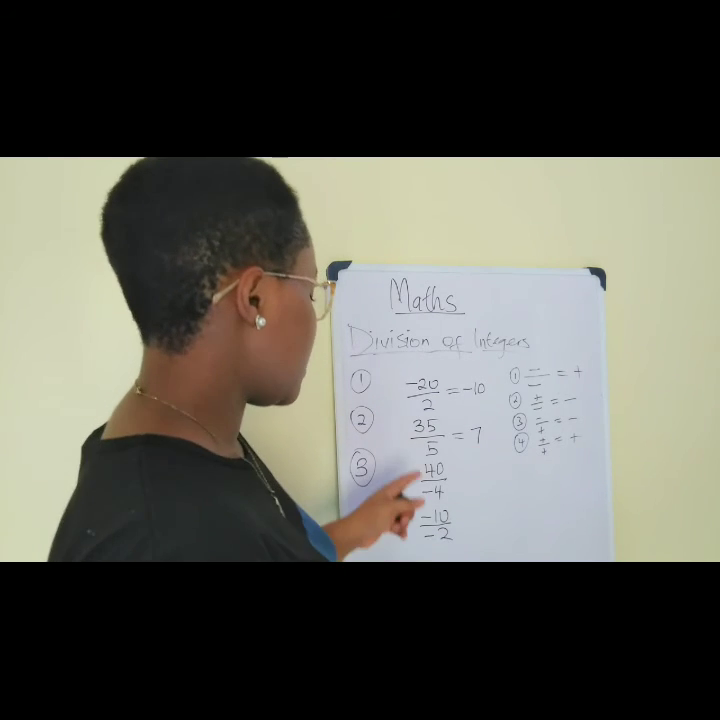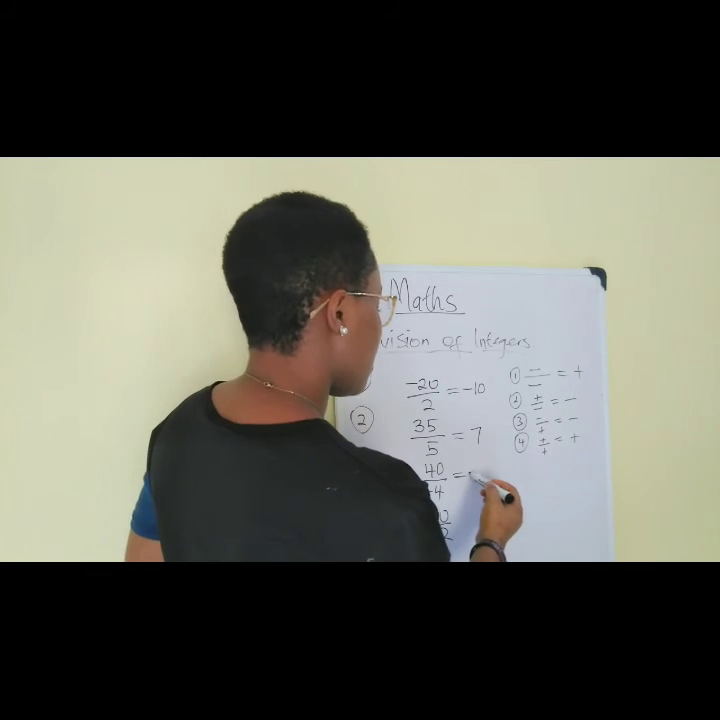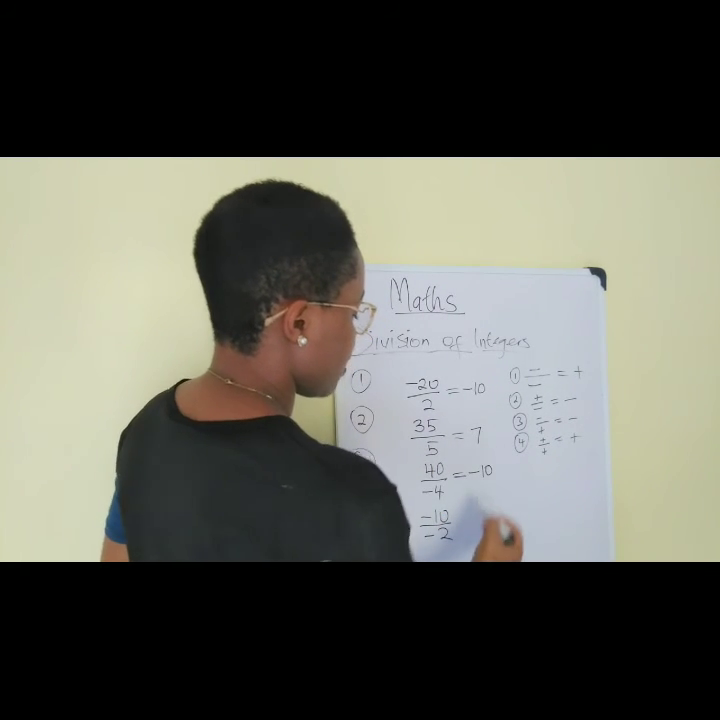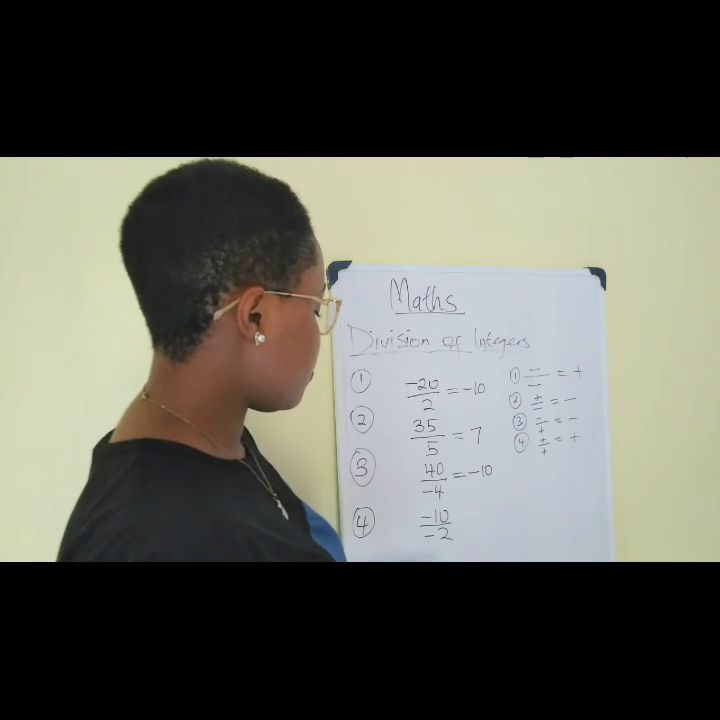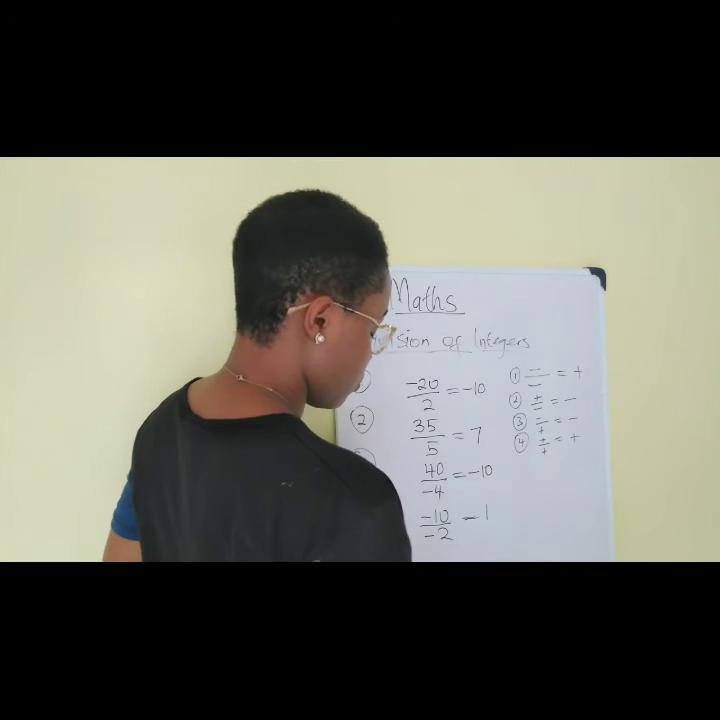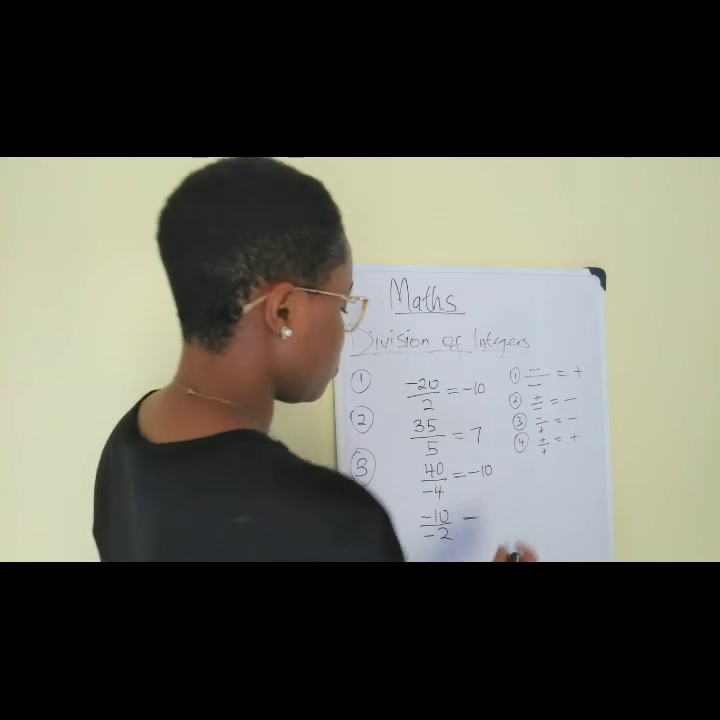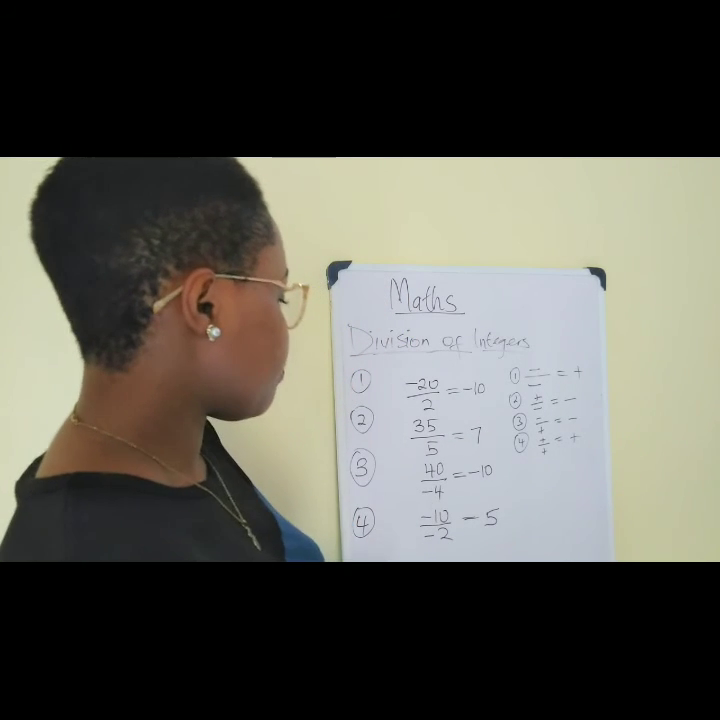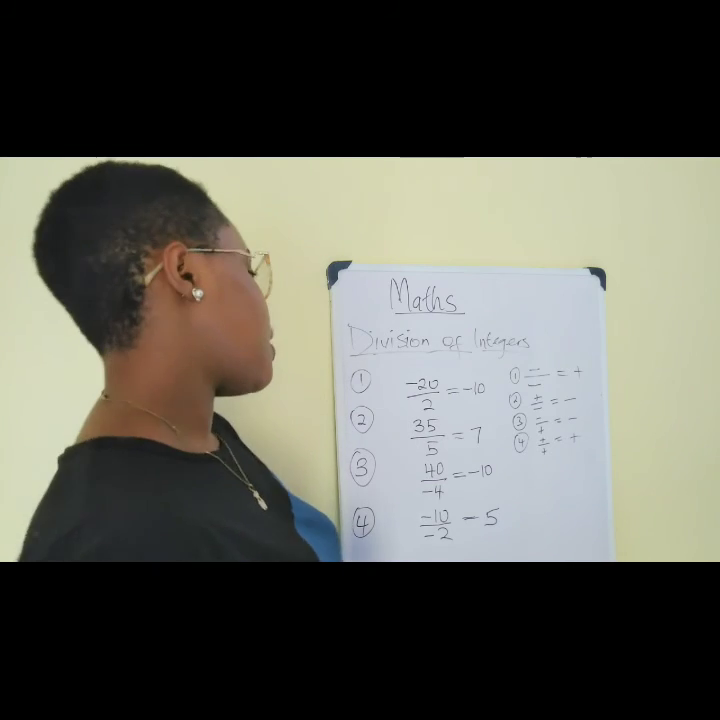The third one, a positive divided by a negative will give us a negative outcome. 40 divided by 4 is 10. So we'll have negative 10 as our answer. And the fourth one, a negative divided by a negative will give us a positive outcome. 10 divided by 2 is 5. That's a positive 5. So these are the answers that you should get to these problems.